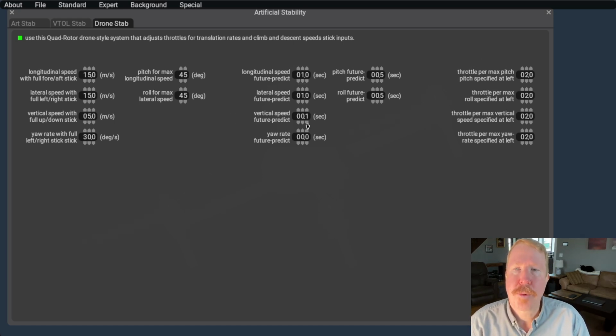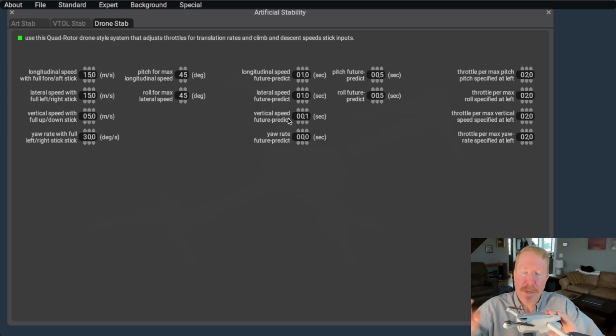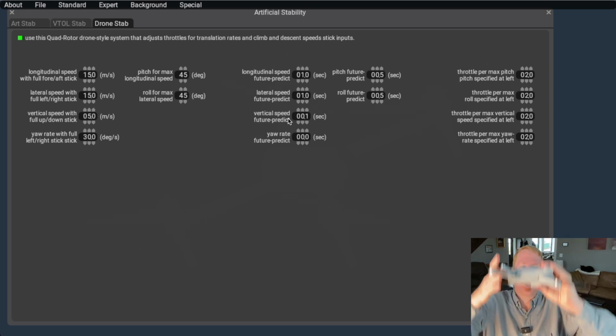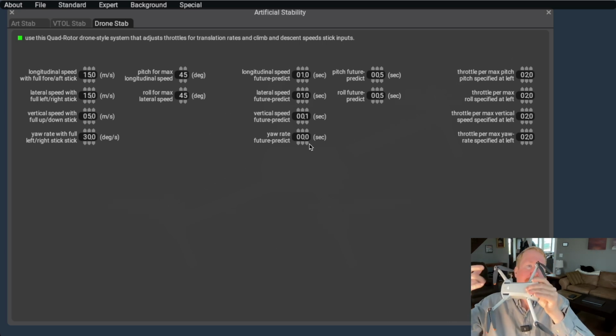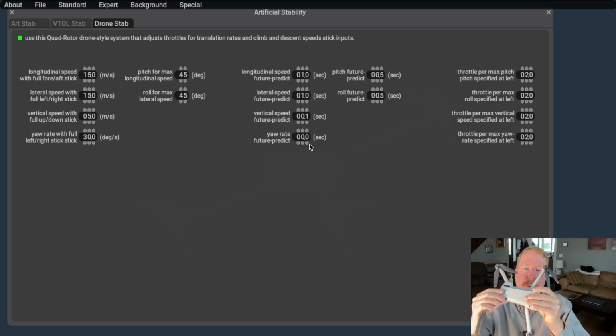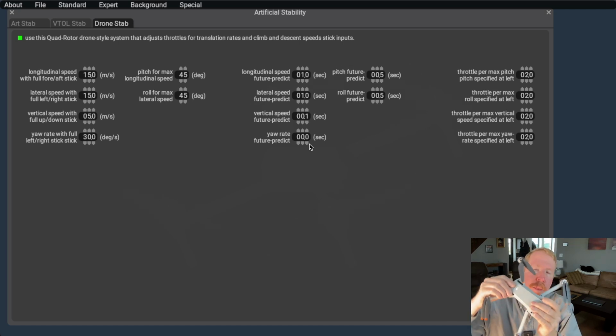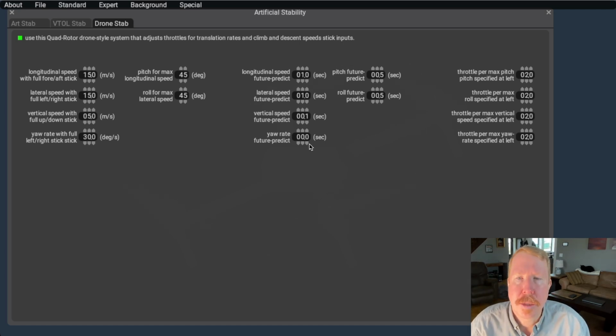Vertical speed, future predict. We don't need to look so far into the future for vertical speed. I did a 1 second prediction on the lateral speeds, but only a 0.1 on the vertical speed. Why? Because when you dump in some throttle, it's just going to immediately start climbing and nobody's going to complain about that. You don't need to look in the future much there at all. And the yaw rate future predict, you actually don't need to future predict in yaw, because if you just put in more torque at caddy corner rotors, that yaw rate is going to build up linearly with the torque, which is exactly what you want.